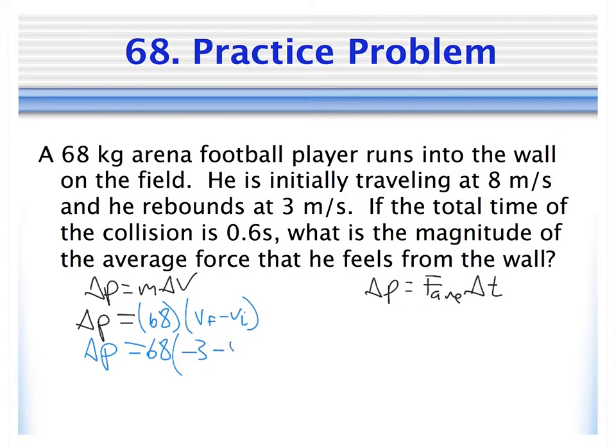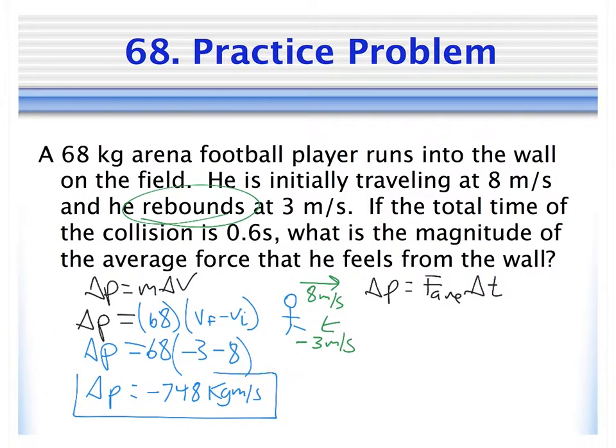negative 3 minus 8. And the reason why I am doing that is we have our football player here, and our football player is initially traveling in one direction at 8 meters per second, and the football player rebounds in the opposite direction. Okay, the fact that we're rebounding is key here. So that means that our velocities have opposite signs. So one of them better be negative. So either the 8 is negative or the 3 is negative, and I'm just going to make the 3 negative. But if you had said 3 minus negative 8, that would work as well. So we find that our change in momentum here is going to be negative 748 kilogram meters per second.